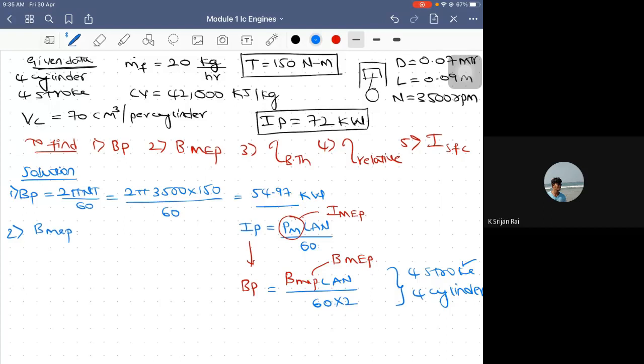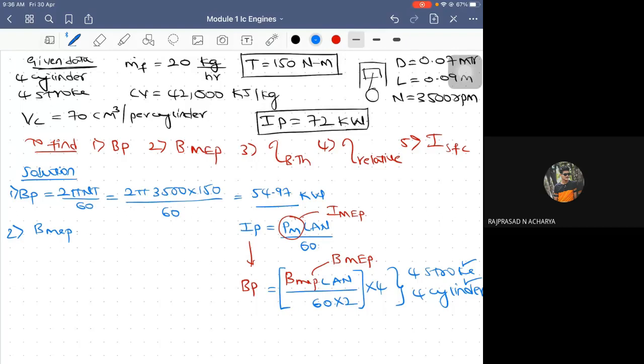Now, I have to make this formula for the 4-cylinder. So what do I have to do? Multiply by 4. Very good. So you have to multiply this whole thing by 4. Now the 4-cylinder is taken care of. Now take this particular formula here.